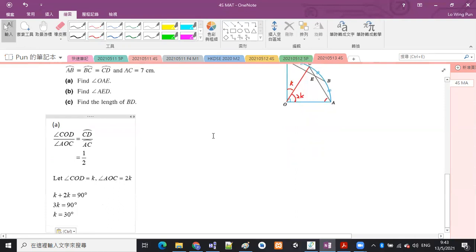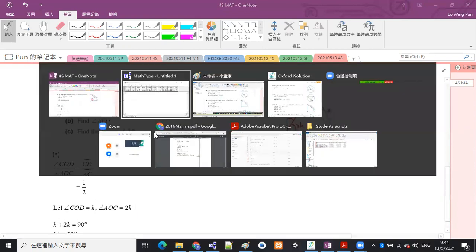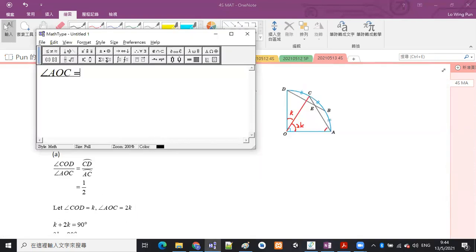Here. 30 degrees. Okay? And then, if we have found K, then we can find angle AOC. AOC should be 60 degrees. Can you see this? Angle AOC should be equal to 60 degrees because it's 2K. And then what I want to find is this angle OAC.